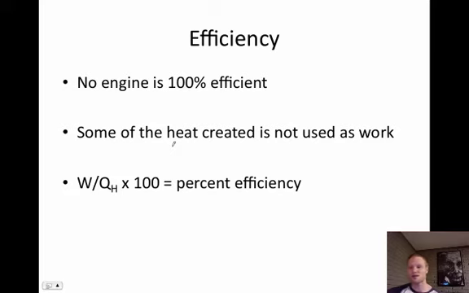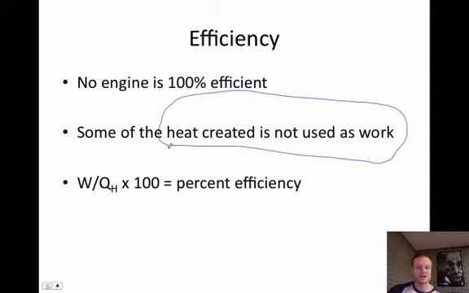So you see this in car advertisements all the time, that they'll be talking about the miles per gallon that a car gets. Basically, we're always trying to improve the efficiency of a machine, but no machine as of yet is 100% efficient. So some of the heat created is not used as work. Instead, it's just lost to the surroundings, or it's lost to friction, or whatever the case may be.